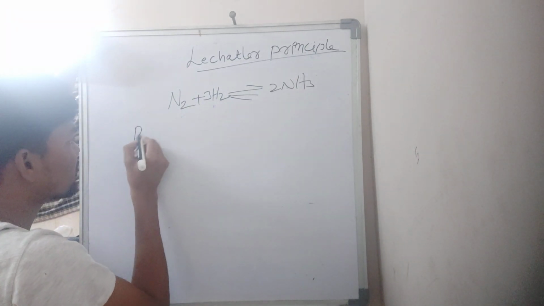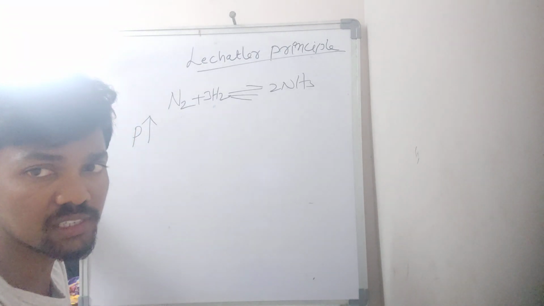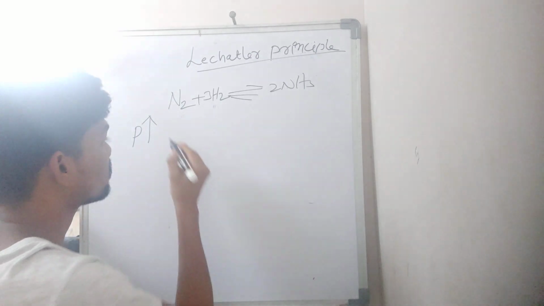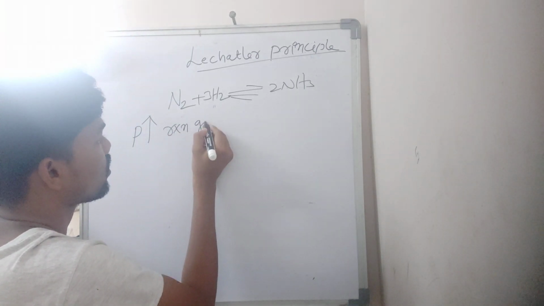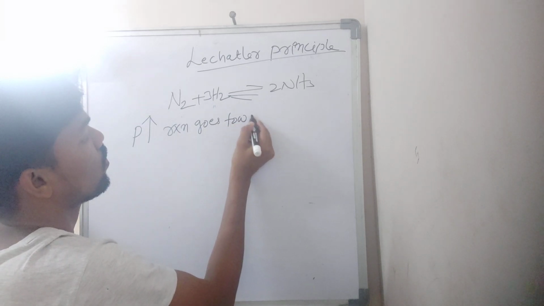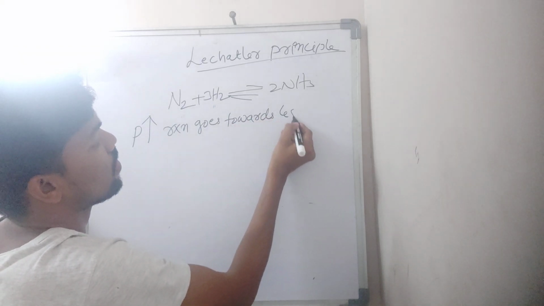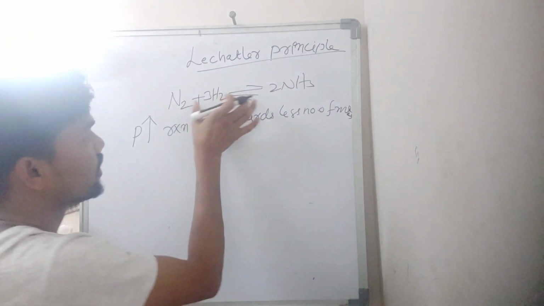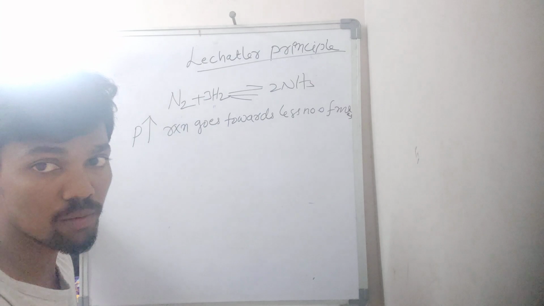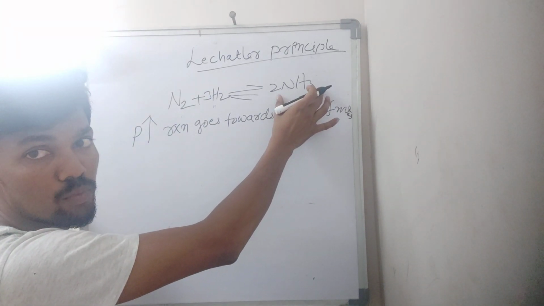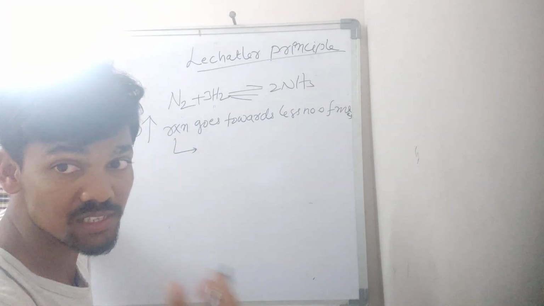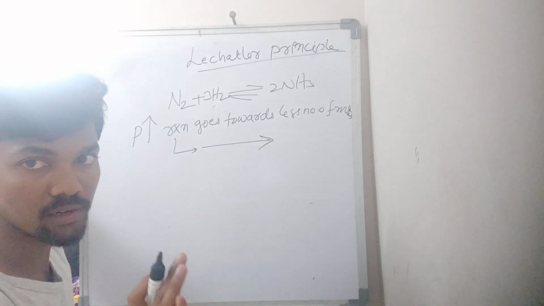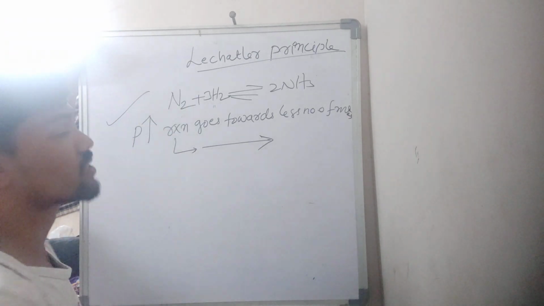If pressure increases, the reaction goes towards the side with fewer moles. Here tell me which side has fewer moles. The product side has fewer moles. Now tell me, the equilibrium shifts towards the forward reaction. Understand? Okay. The pressure concept is over.